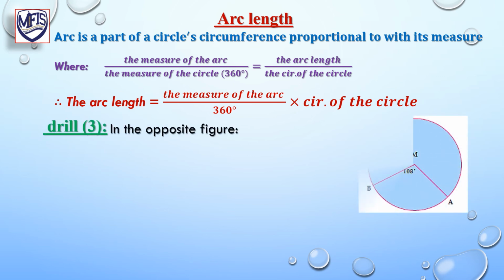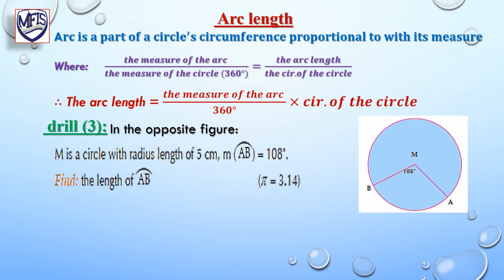Drill number 3. In the opposite figure, here I have circle M and I have a central angle with measure 108. That means measure of arc AB equals 108 degrees. M is a circle with radius length 5 cm and measure arc AB equals 108 degrees. Find the length of arc AB, where pi equals 3.14.